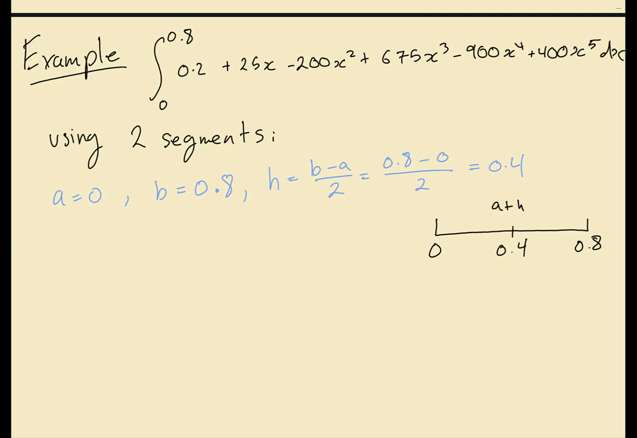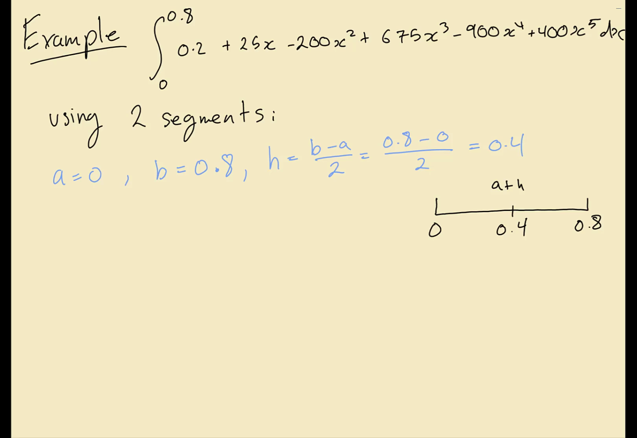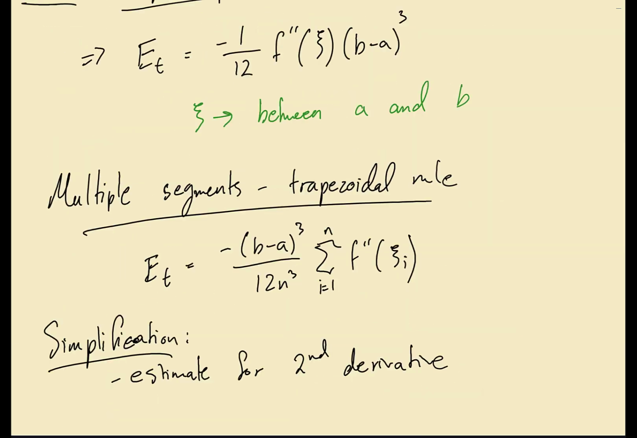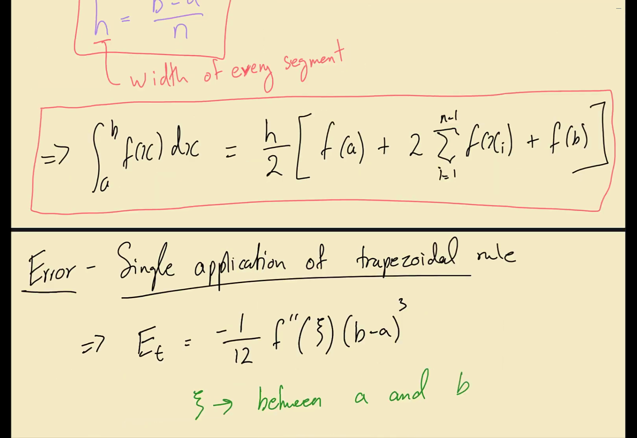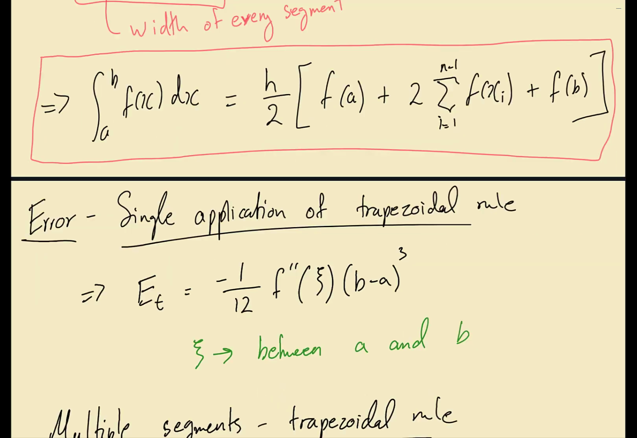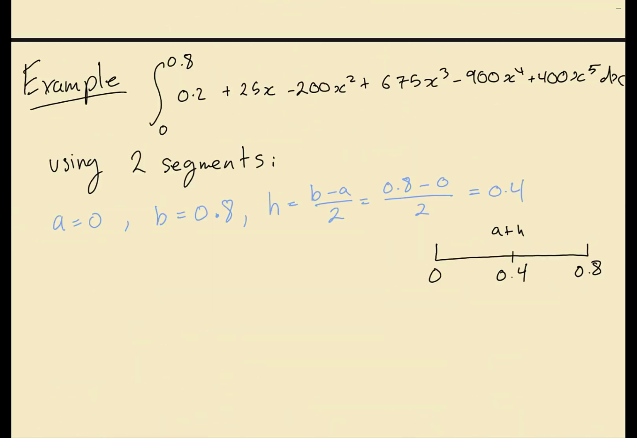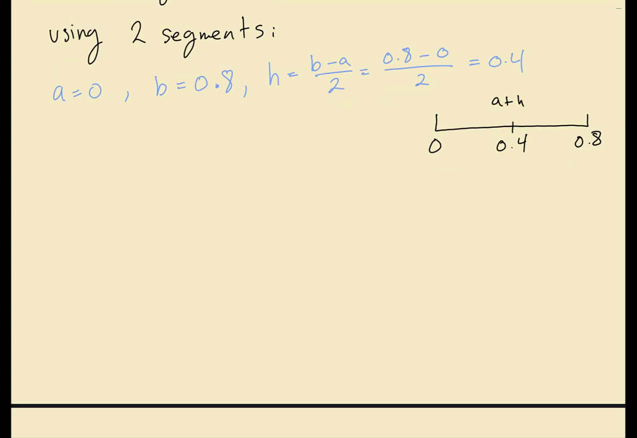All right, so now we want to apply the equation. We know h, we know a, we know b. We can go back to this equation that we have up here: h divided by 2, f of a plus 2 times the midpoints plus f of b. In this case, how many midpoints do we have? Just one.